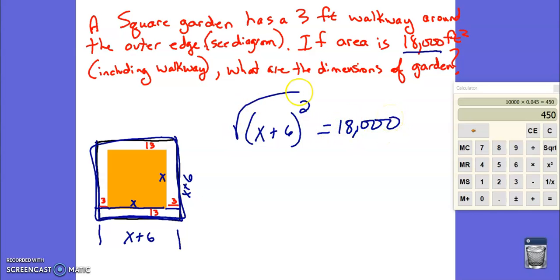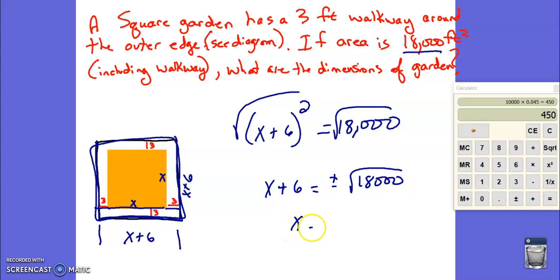And then we're going to take the square root of both sides. And then minus 6. So we got negative 6 plus or minus the square root of 18,000. And then you just plug that into your calculator, and you're going to get an approximate answer of 128 feet.